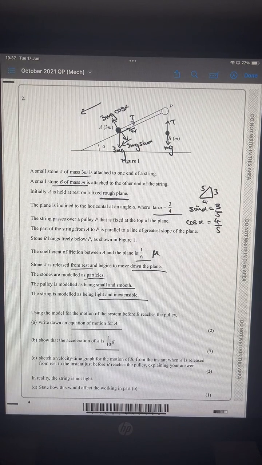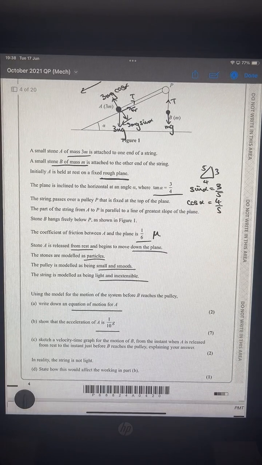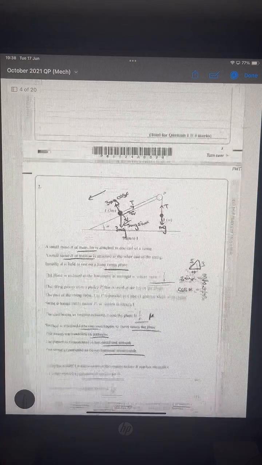Part C and D are the questions that we don't tend to like in the papers. They're the logicking ones. I love mechanics, my man. Awesome. So we're just chilling here. All right, C. Sketch a velocity time graph for the motion of B from the instant when A is released from rest to the instant just before it reaches a pulley, explaining your answer.